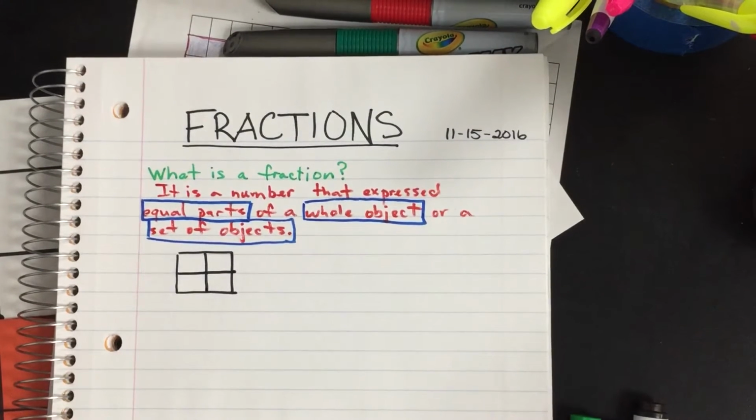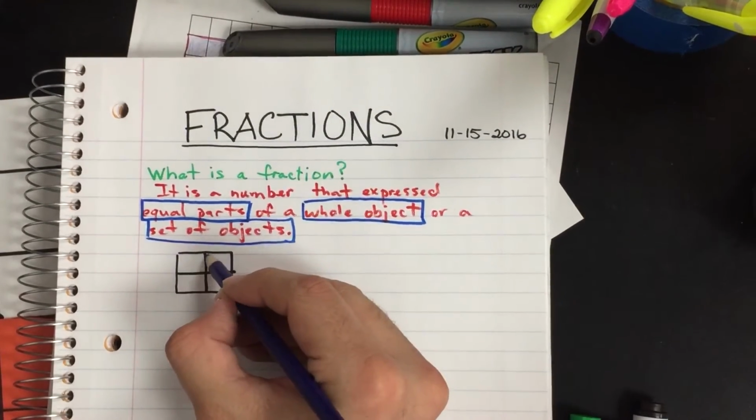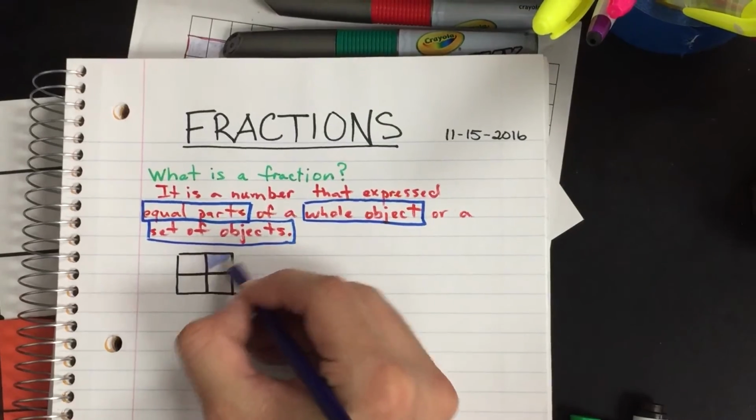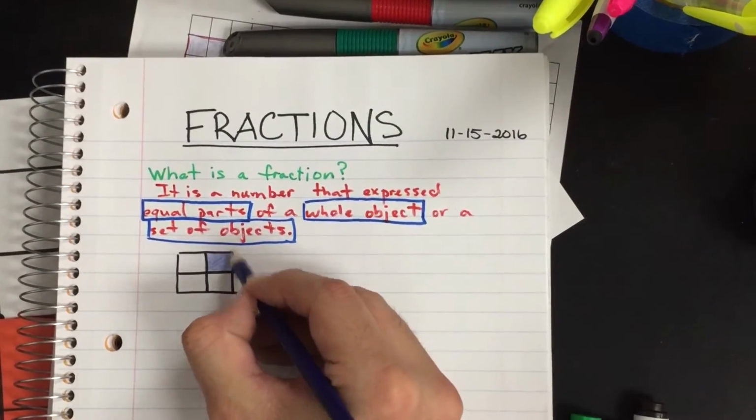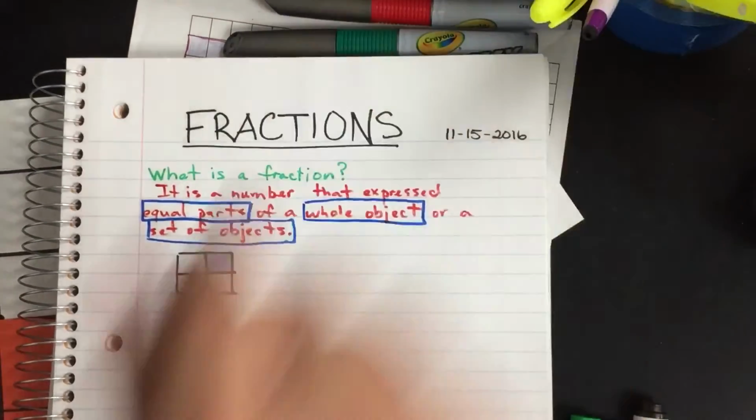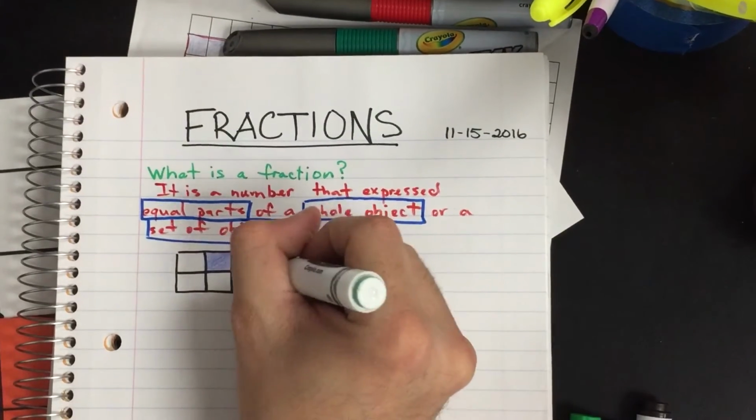so how many parts are in this? 4. Okay. So if I wanted to represent 1/4, what would I do? You would shade in 1. Just shade in 1, right? Okay, and so right next to it, we'll put 1/4.